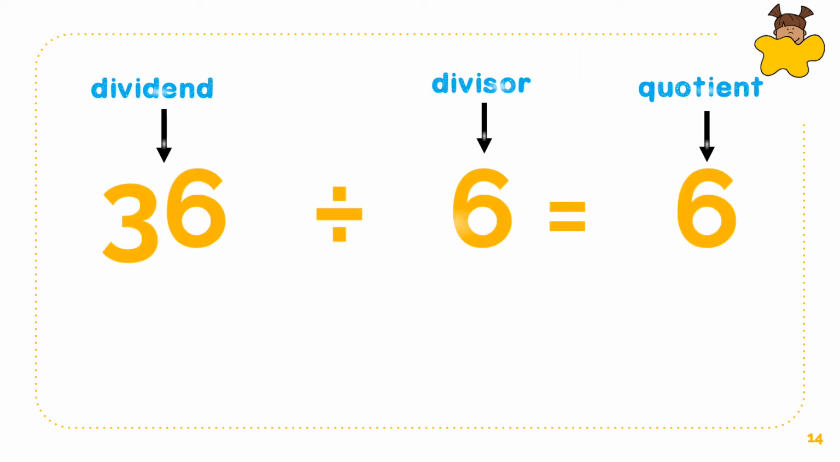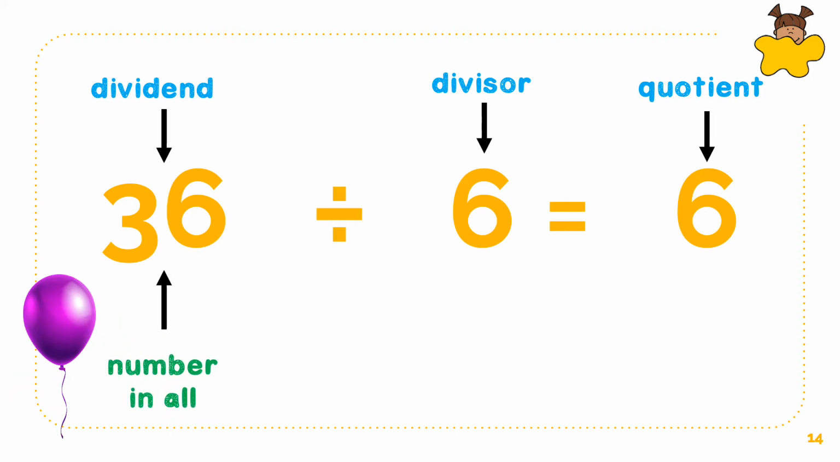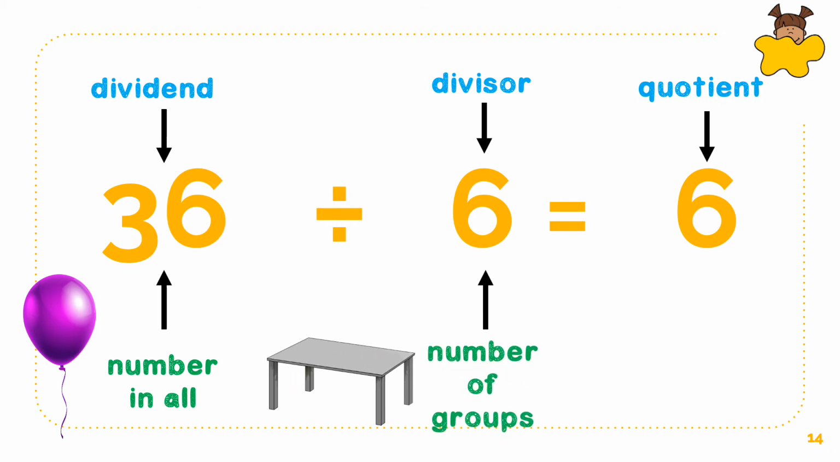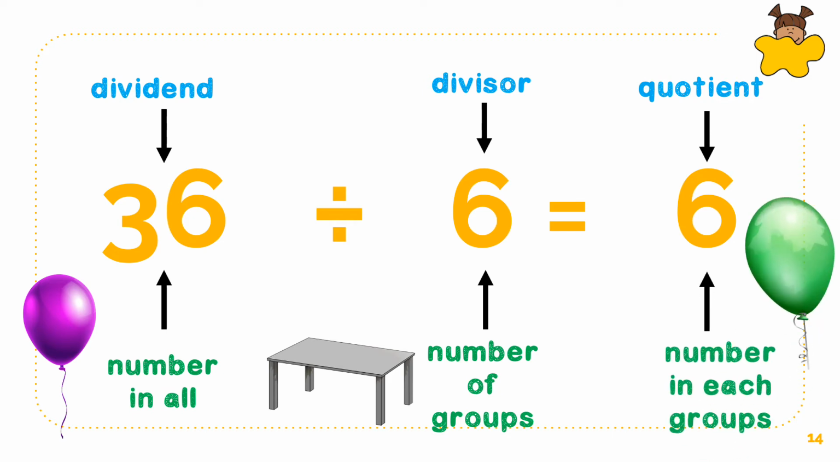We are now going to look at the division sentence for this problem. 36 divided by 6 equals 6. The first number, my dividend, represents the number of balloons that I have in all. I had 36 balloons. The next number represents the number of groups, or the number of tables that I had in this problem. And the last number represents the number of balloons I placed on each table. The quotient is also called the answer.